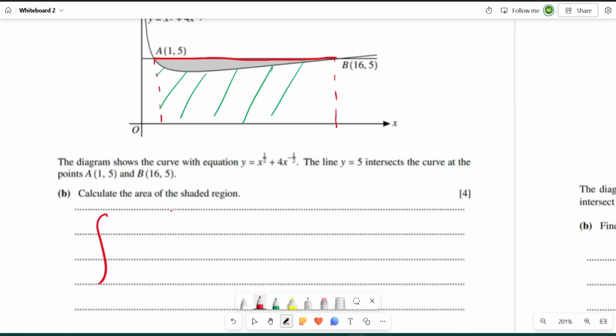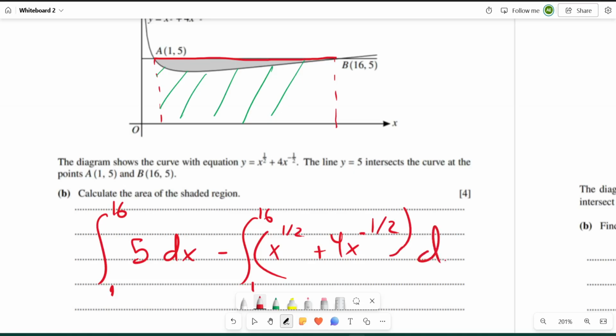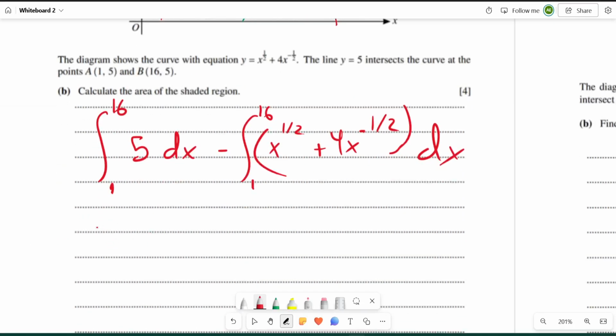I'm going to solve this one way and another question I'm going to solve it the other way. So first of all, I'm trying to find the area from 1 to 16 of the line y equals 5, so 5 dx, and then subtract the area from 1 to 16 of the curve, which is x^(1/2) + 4x^(-1/2) dx.